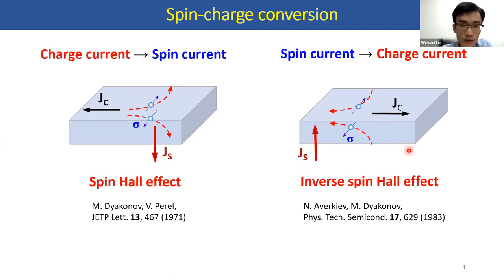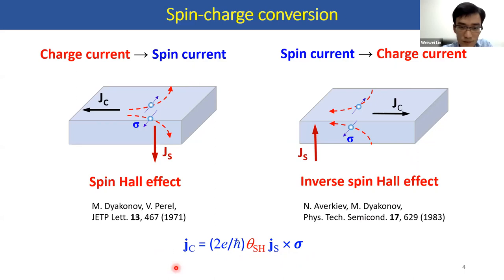This expression writes the relationship between the charge current and the spin current. There is a coefficient theta_SH, called the spin Hall angle, which measures the coefficient of conversion between the spin current and the charge current. Sigma is the spin index, so J_s spin current cross sigma. So, okay.